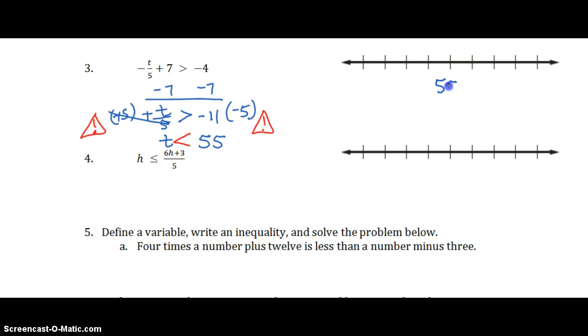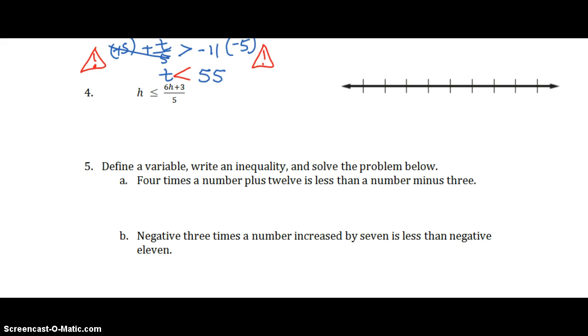So you find 55, 56, 54, 53, and an open circle because it's not equal to 55 and it's less than. Now it's a coincidence that all of these are turning out to be less than. That's just poor planning when I made out the notes.